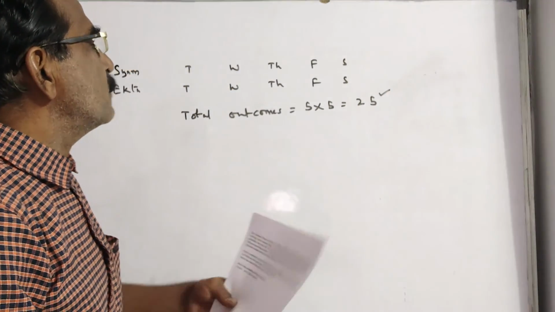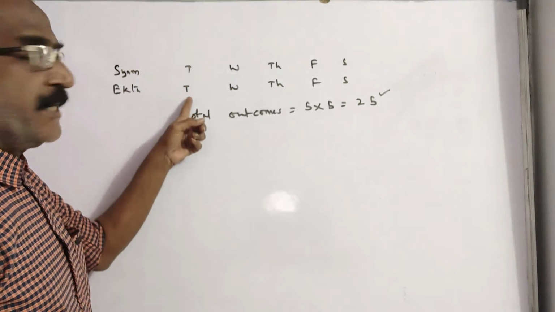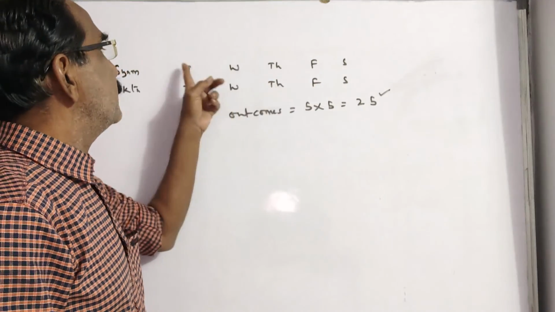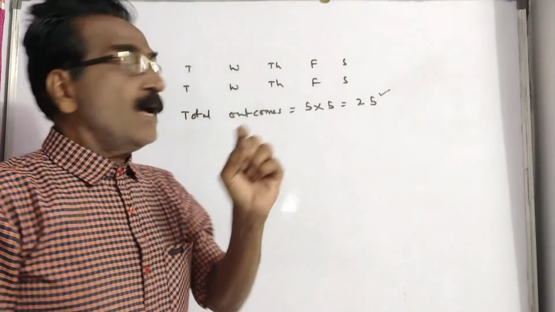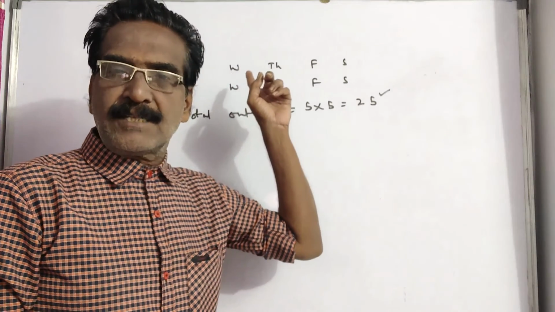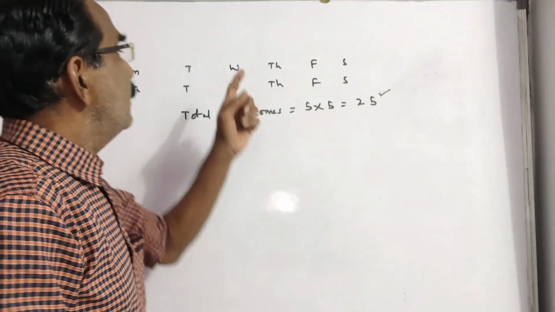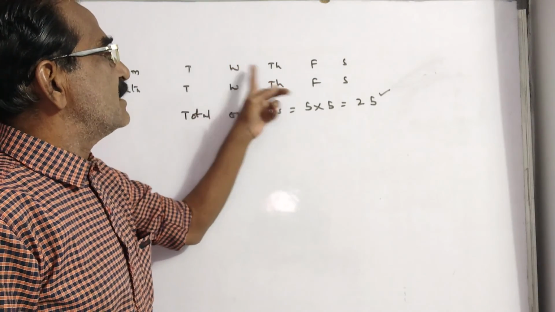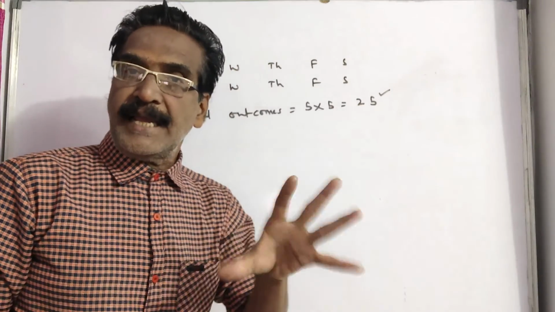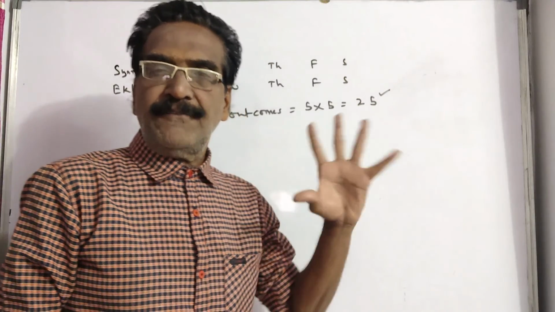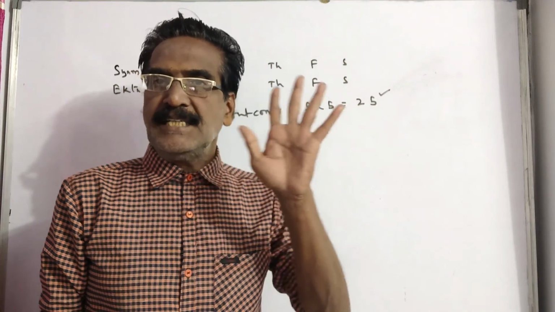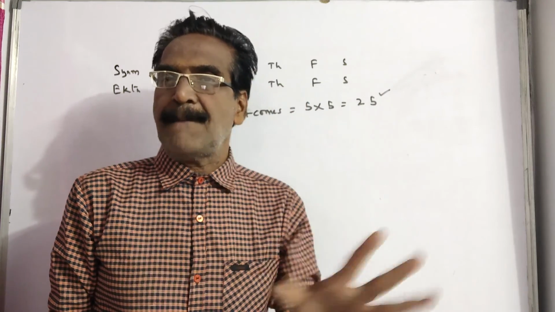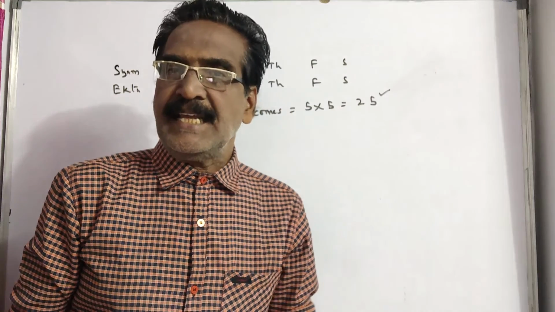Total number of outcomes means, see, Tuesday, Wednesday, Thursday, Friday, Saturday, 5 events. Again, starting with Wednesday, you can have another 5. Thursday, Friday, Saturday, again you can have 5. So 5 times 5 is 25. That is the total number of outcomes, the total number of pairs in the sample space. Next, let us see the questions.